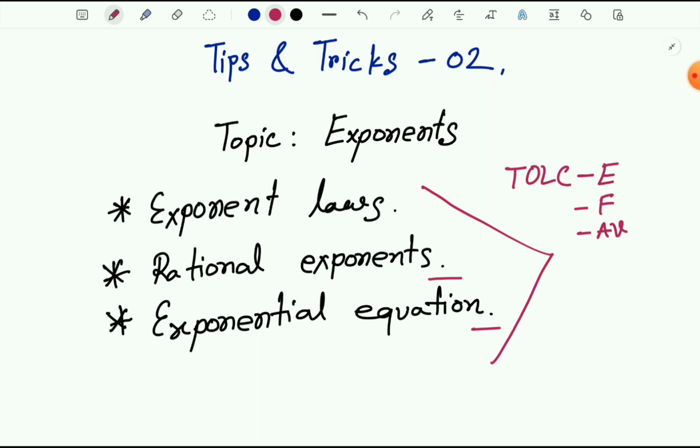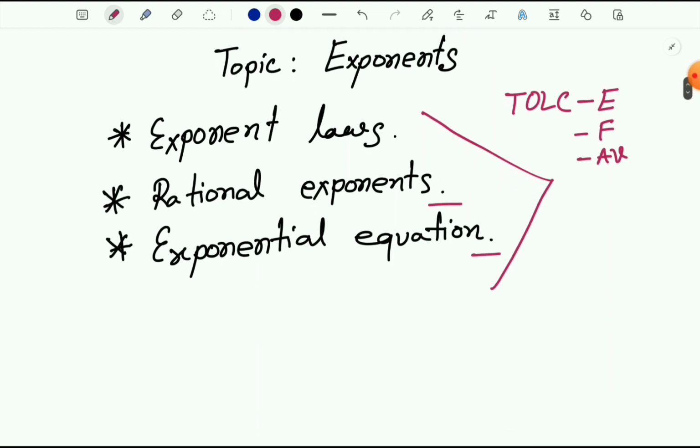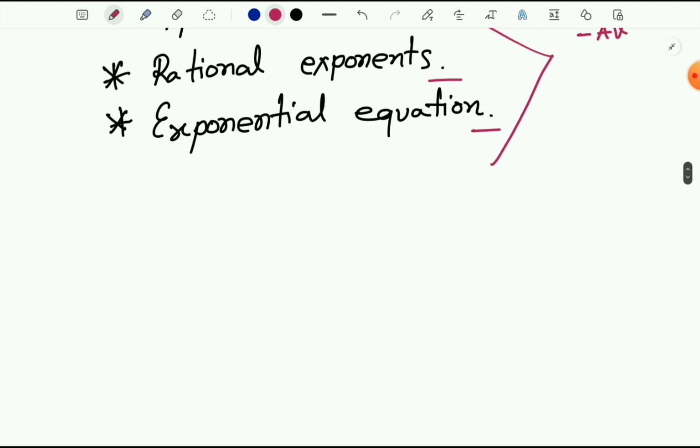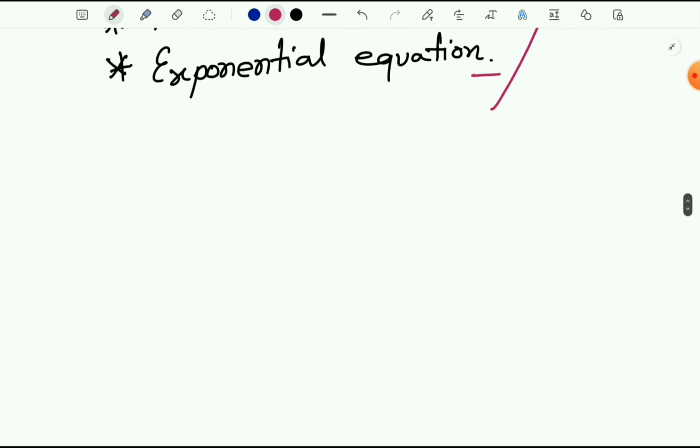So let's start. First of all, we are going to discuss the basic forms and formulas of exponents. Let's start. So what is exponential notation, or how can we express an exponential term?